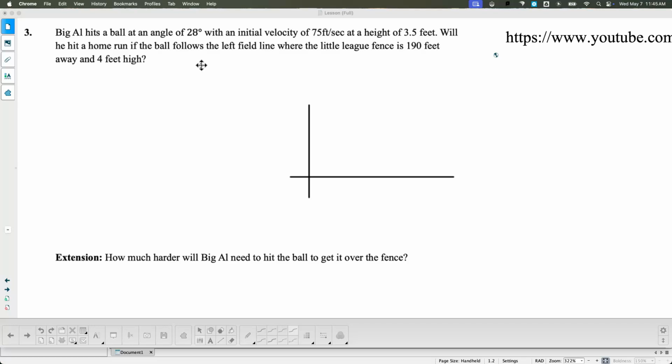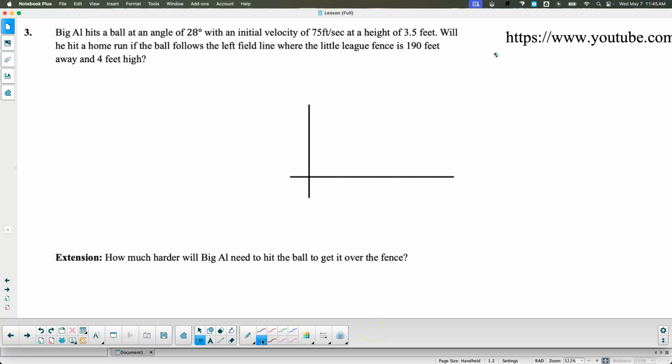Alright? So Big Al hits a ball at an angle of 28 degrees with an initial velocity of 75 feet per second at a height of 3.5 feet. Will he hit a home run if the ball follows the left field line where the Little League fence is 190 feet away and it's 4 feet high? Okay? All right? So we've got two different parametric equations going on here.